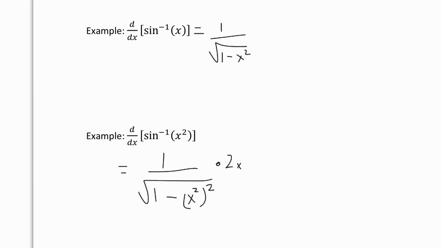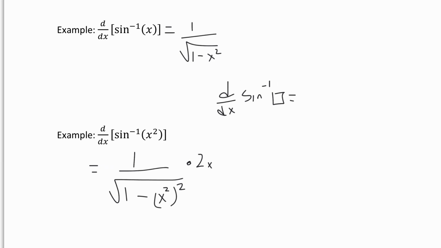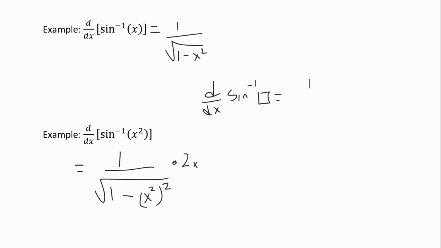One way to think about it is that the derivative of sine inverse of a blank box is equal to 1 over the square root of 1 minus that box squared, times the derivative of the box. You really want to pay attention, because if the thing on the inside is anything other than an x, that whole inside function needs to be rewritten and then written with the chain rule beside it.